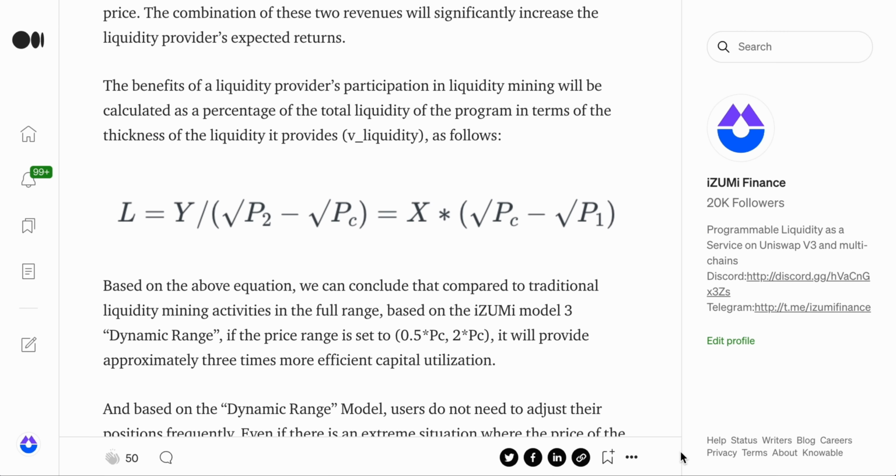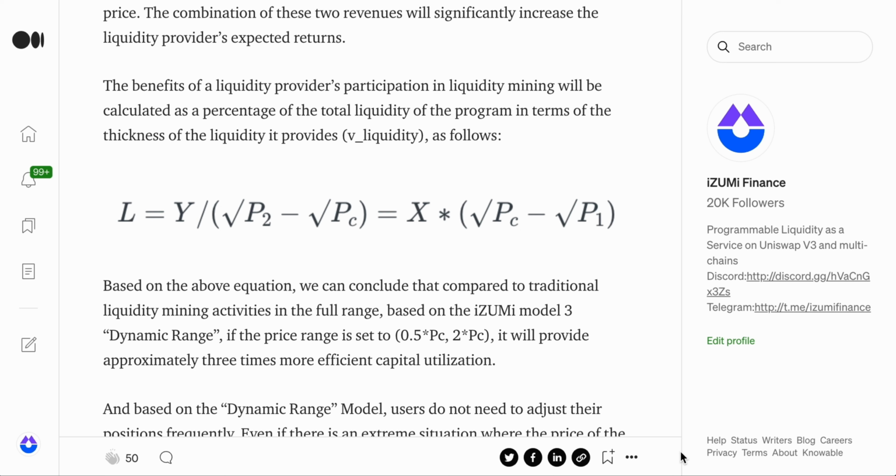Therefore, in the new dynamic range model, we initially ask the project party to set a price range where the transaction is most expected to occur. This price range can be flexible, maybe 2.5 PC to 2 PC, where PC is the current price. Izumi Finance will provide additional liquidity reward for users who provide liquidity in this price range.